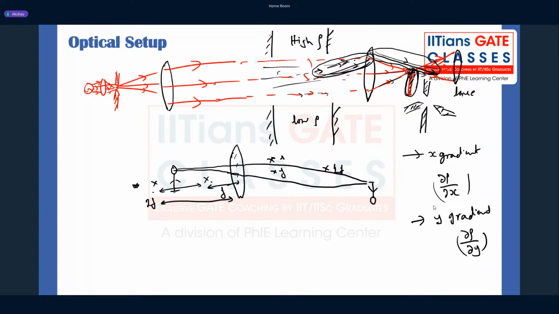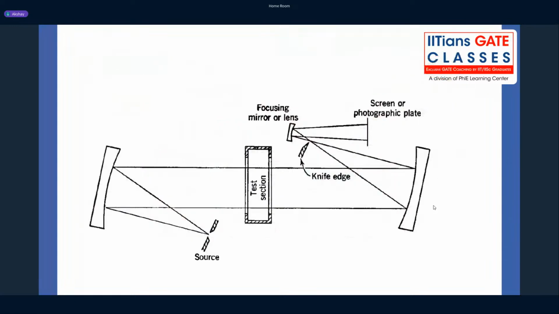Okay, so this is a very simple way to set up a Schlieren, and what you see is the standard Schlieren setup called a Z-type. It is the most widely used Schlieren setup. Instead of lenses, what they use are concave mirrors, which collimate the light beam.